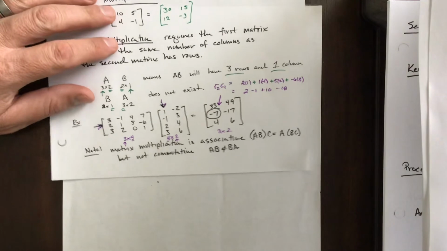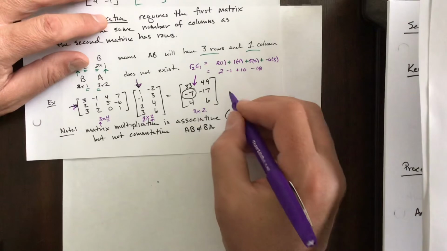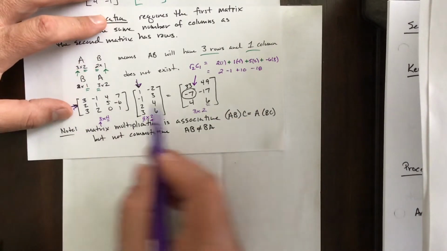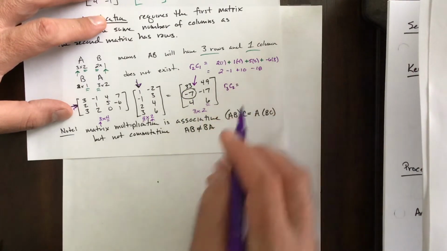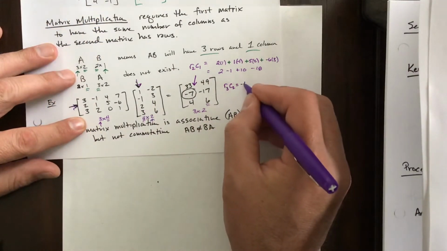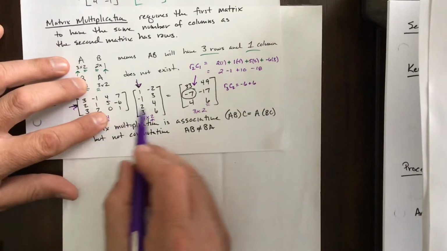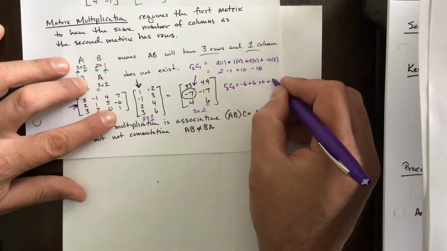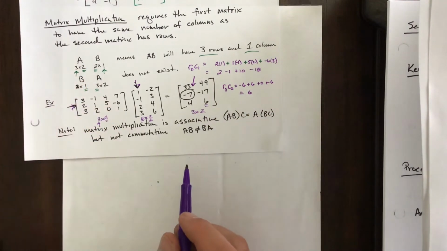We'll do one more just to reinforce where this is coming from. Let's look at the 6 down here. That's row 3, column 2. So row 3, column 2: 3 times -2 is -6. 2 times 3 is +6. 0 times 4 is 0. 1 times 6 is 6. Add that together, you get 6, and that's why that entry is 6.